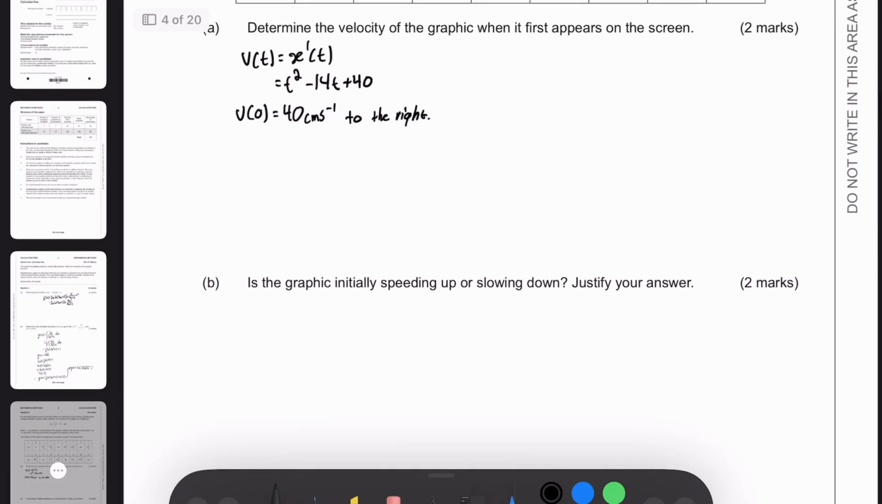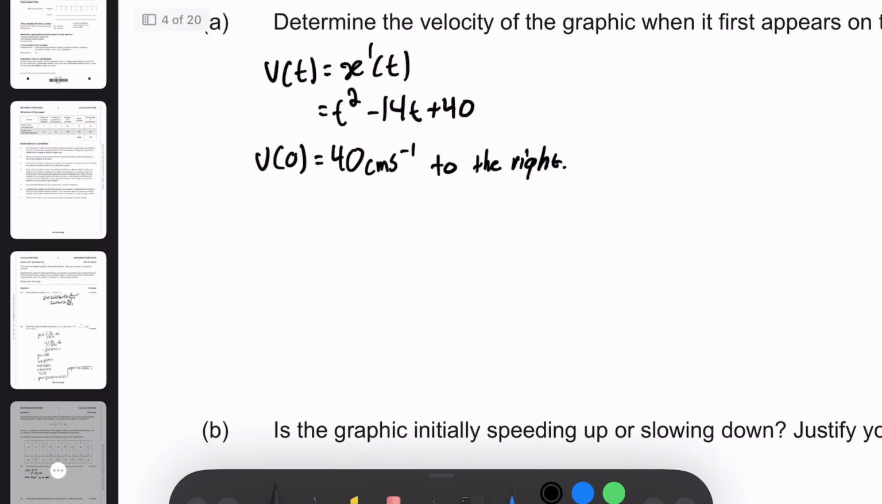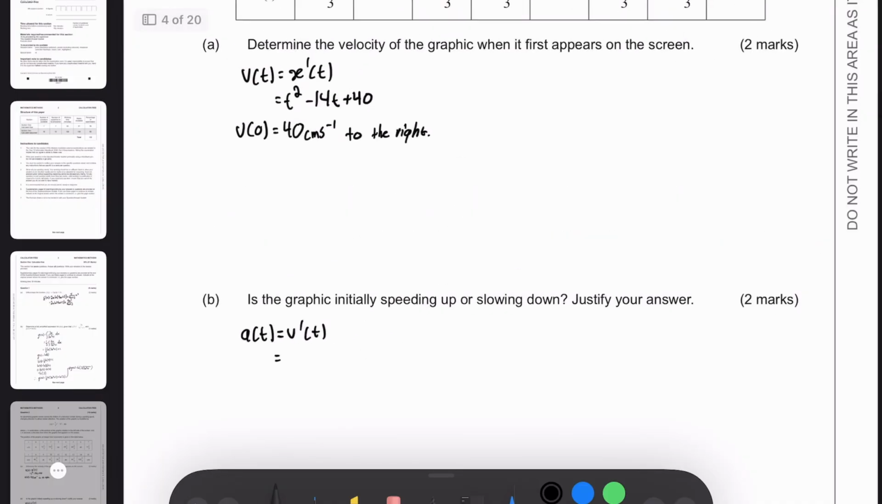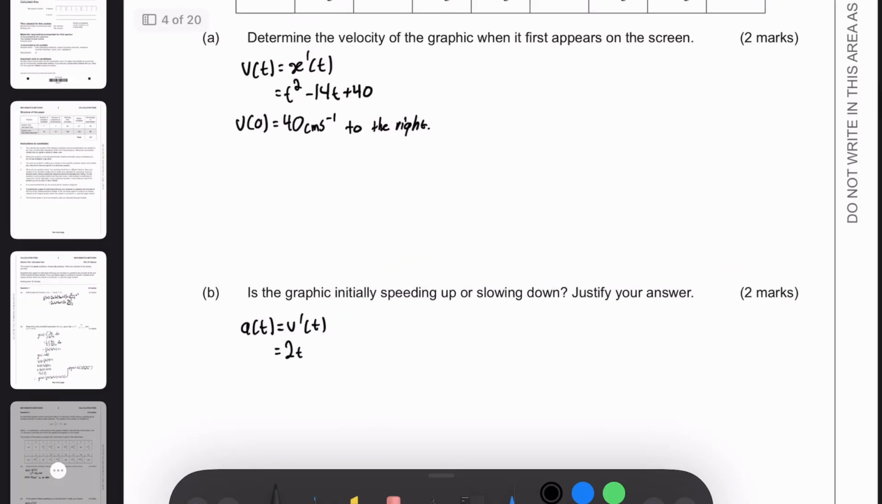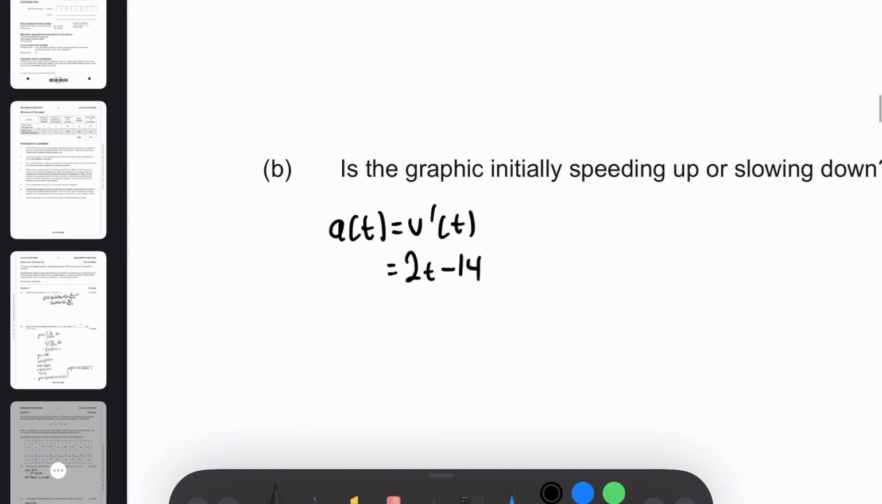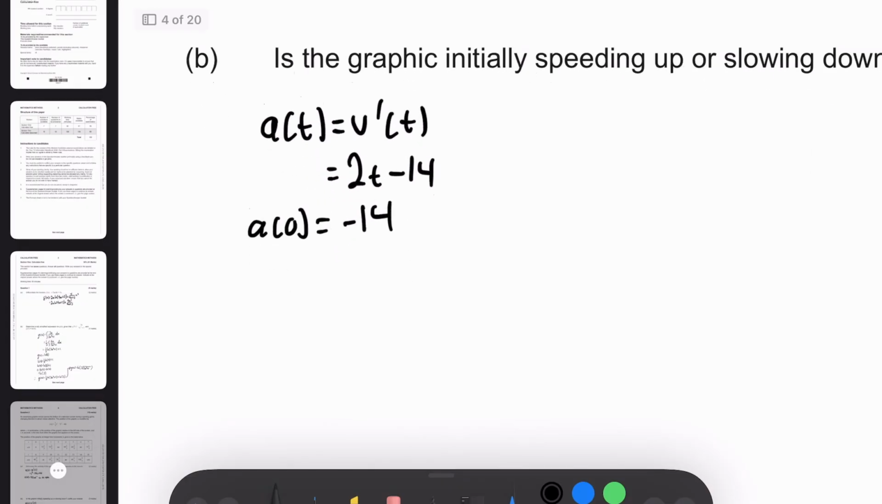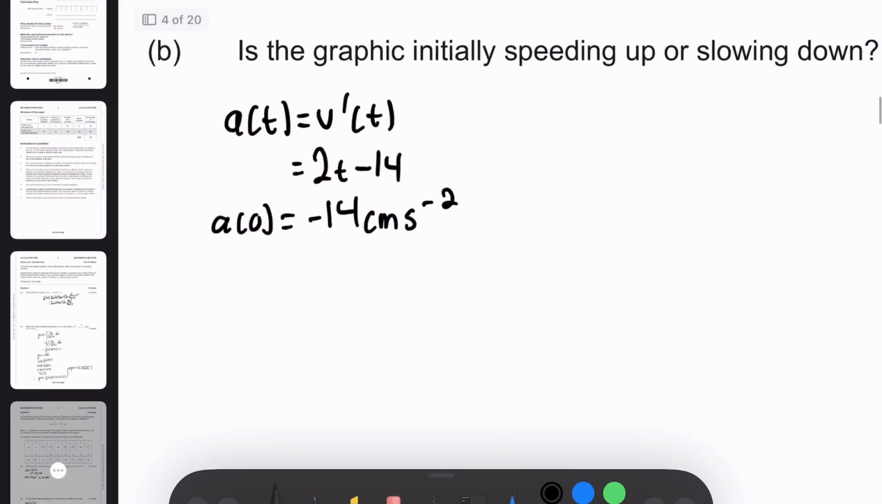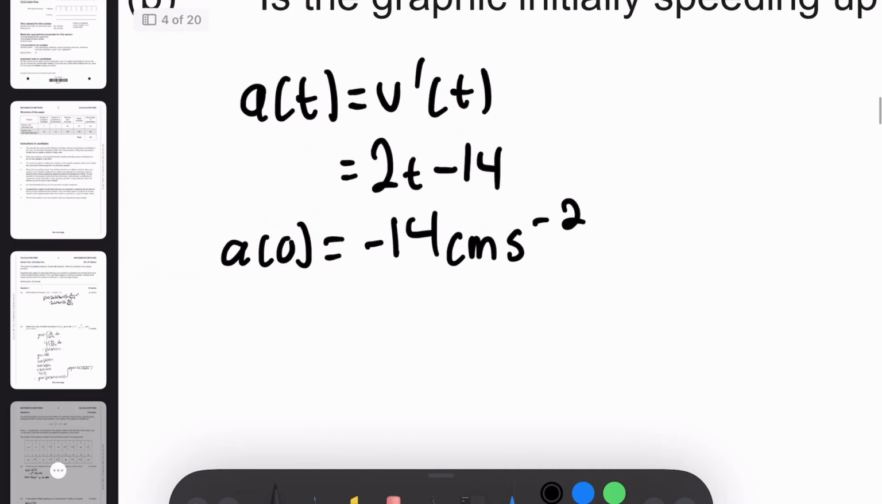Is the graphic initially speeding up or slowing down? Now to determine if it's speeding up or slowing down, we have to find acceleration. And remember, acceleration is again just another derivative, so we have to take the derivative of the velocity. So we can write a of t is equal to v dash of t, which is going to be equal to 2t minus 14. Now remember, initially this is quite obviously meaning a of 0. So a of 0 is just going to be 0 minus 14, and this will again be centimeters per second per second. So initially it will be slowing down.